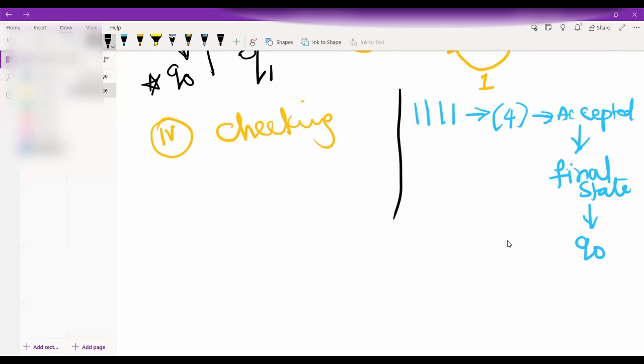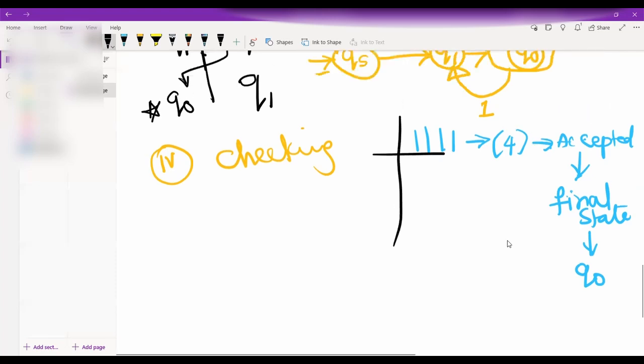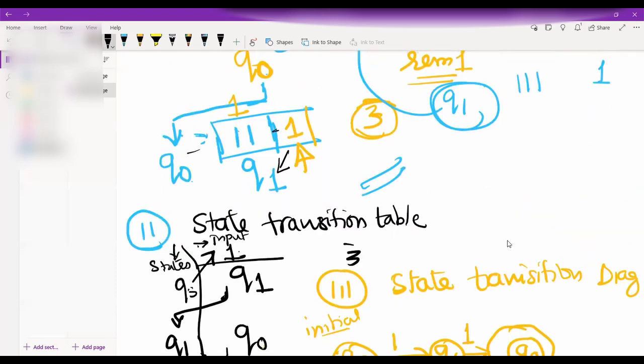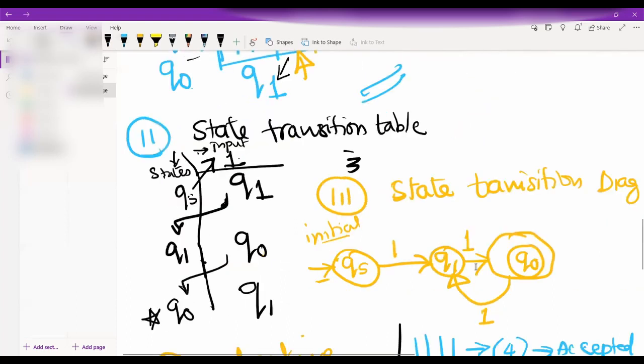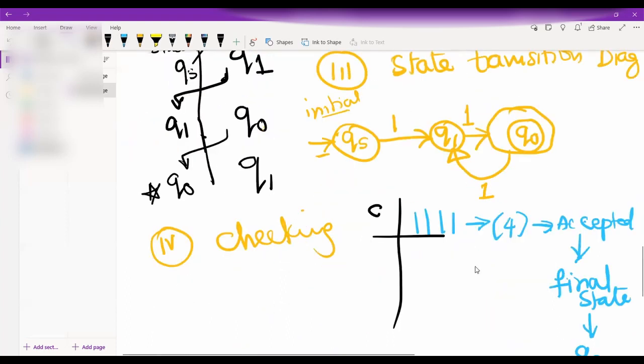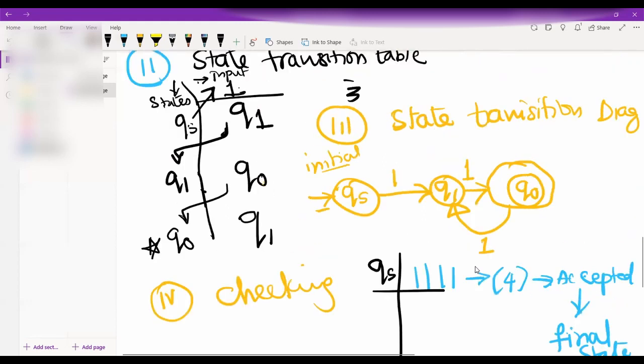So we will start, as always, with the starting state, which is QS. Here also we start with QS. Now we will read the table and find out QS on 1, where it is going. QS on 1 goes to Q1.